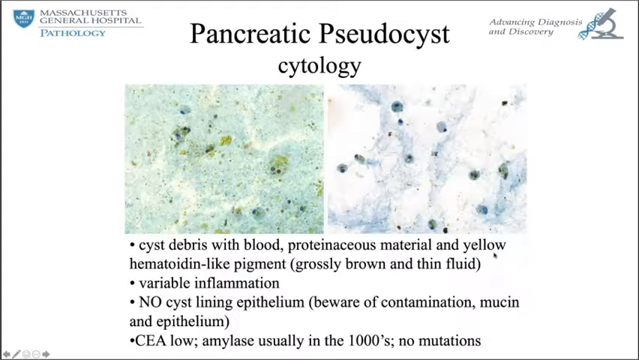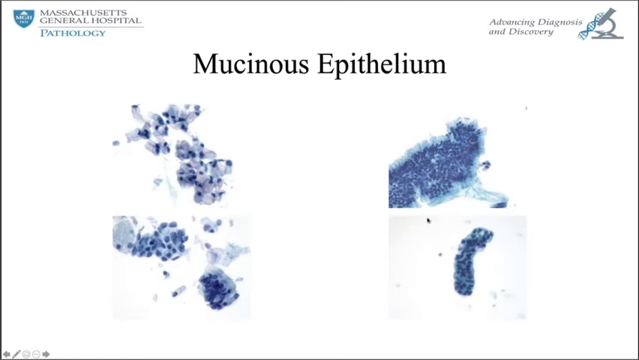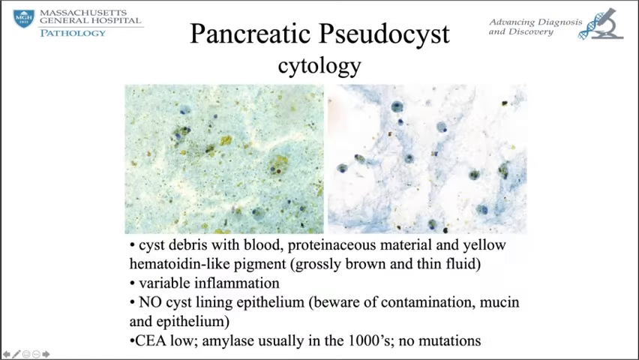Now, a pancreatic pseudocyst is not going to have cyst lining epithelium like that. These cysts are filled with debris and blood, old and new, proteinaceous material. One of the key clues I look for is this hematoidin-like pigment. It's grossly brown, thin fluid generally. So again, gross description, thick, white, sticky, would not be a pseudocyst. Brown, thin fluid is typical of a pseudocyst. The amount of inflammation in these is quite variable, but you should not see any epithelium like this, keeping in mind that GI contamination can be an issue.